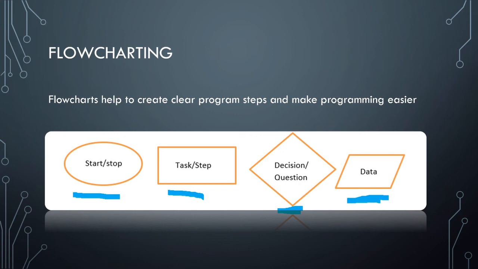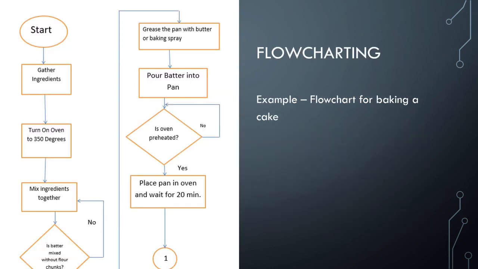So here's a flowchart for a common task to help us understand how flowcharts work. You may already be familiar with flowcharts, which is great. And if you're not, this example will hopefully be helpful. So remember, we start with an oval. So this is our start of baking a cake. So the first step, our task, remember we use rectangles to represent tasks or regular steps, would be to gather ingredients. So that's the first thing we're going to do.